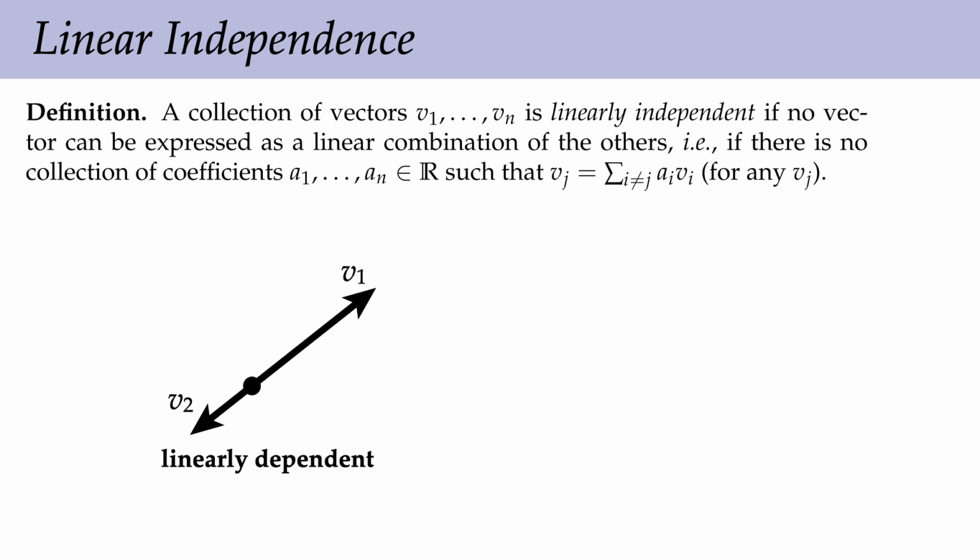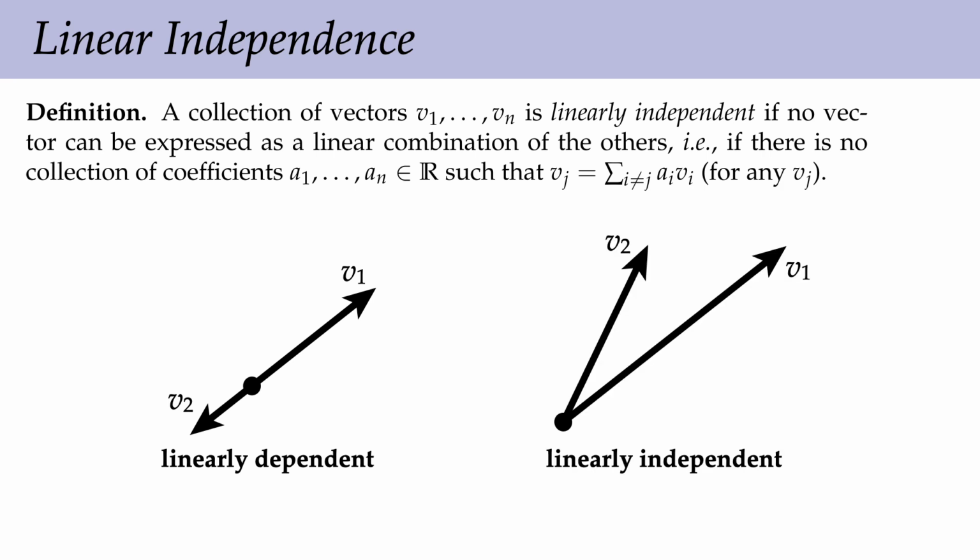So if we have these two vectors v1 and v2, these two sort of anti-parallel vectors, then we say that these are linearly dependent because I can write v2 as just minus some constant times v1, right? I scale down v1 and I flip it in the other direction.